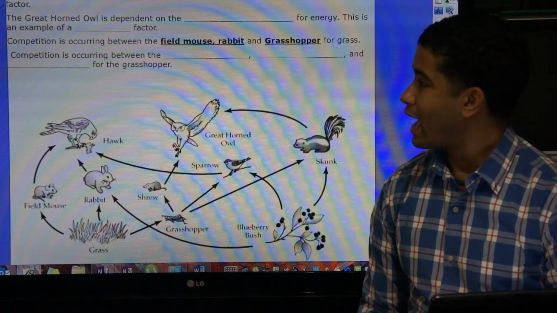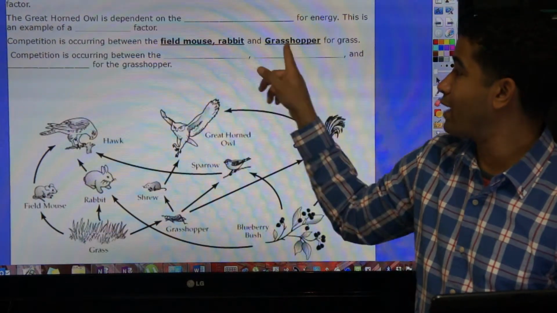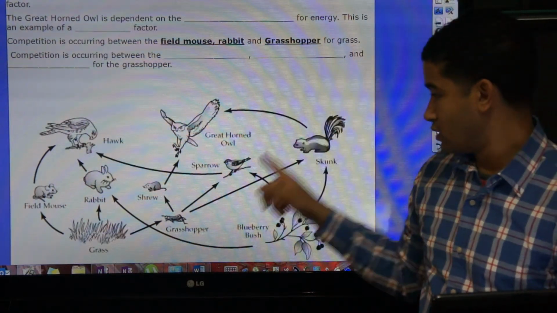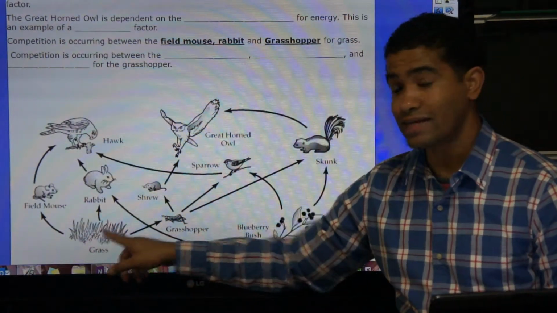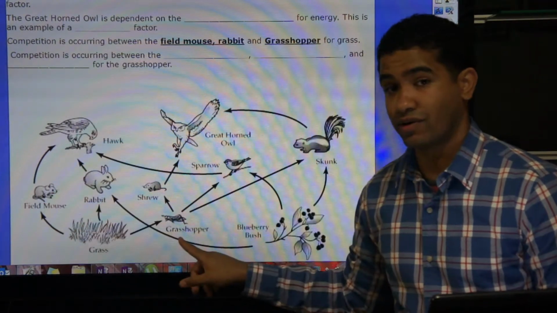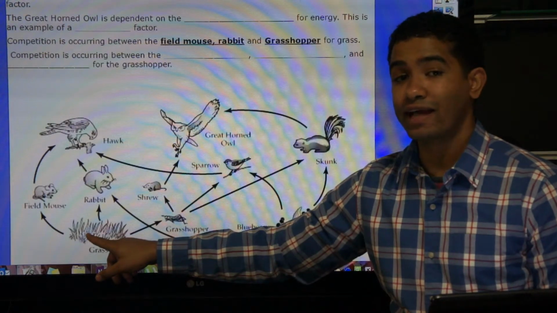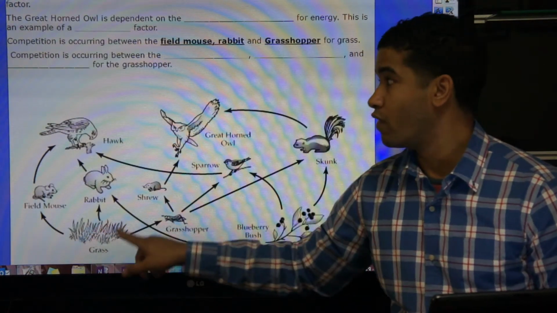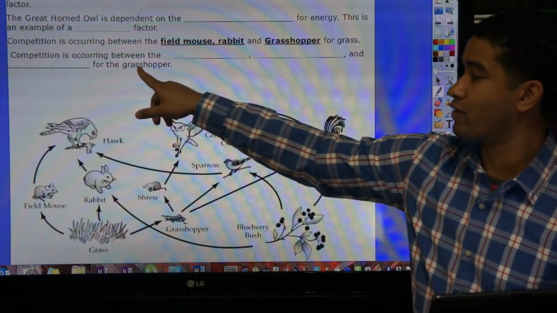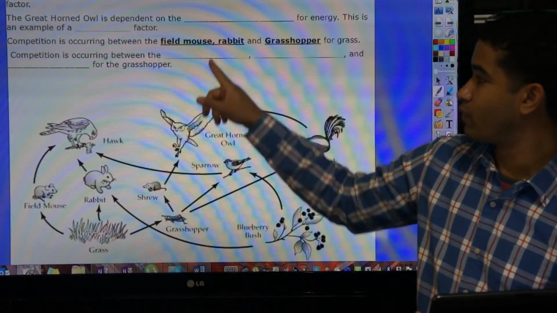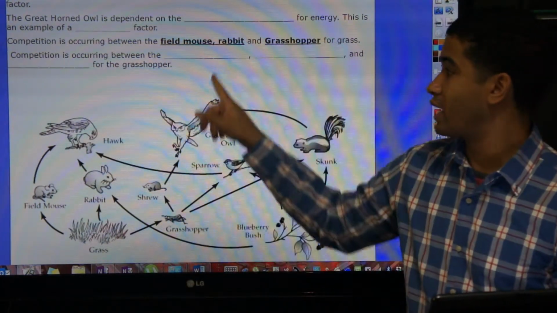Alright? And competition is occurring between the field mouse, the rabbit, and the grasshopper for grass. So the field mouse, the rabbit, and the grasshopper are all eating the grass. That means they're competing against each other. Okay? So they all 3 eat the same thing, and they compete for this. They all want this. So now you tell me who's competing for the grasshopper. So here's the grasshopper. Tell me 1, 2, 3 organisms that compete for the grasshopper, and fill in the blanks.